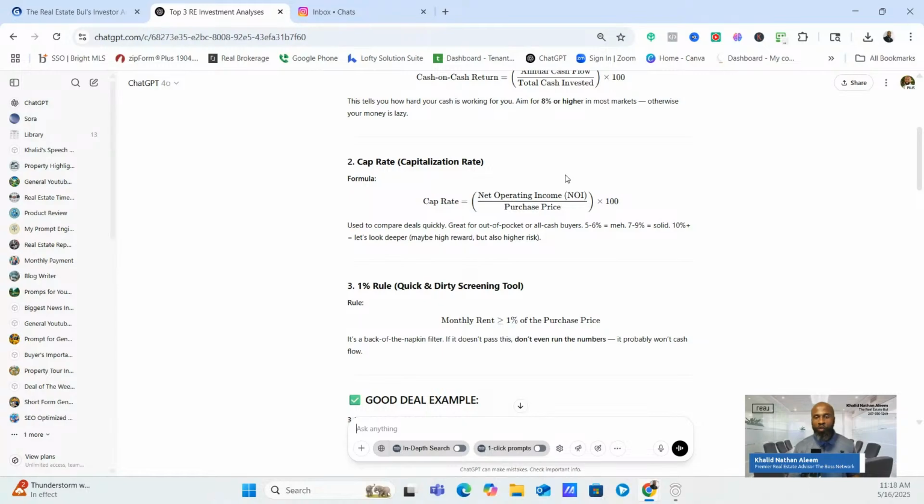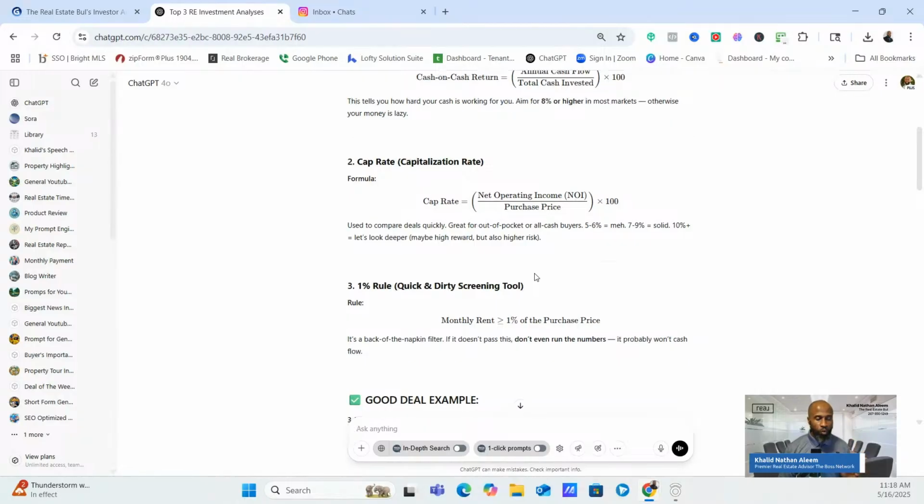Now, the cap rate you're really going to use to compare to other places. It's used to compare deals quickly, and it's great for out of pocket or all cash buyers. How do you get the cap rate? You take the NOI, which is the net operating income, and divide it by the purchase price, then multiply by 100. If it's between 7 and 9%, then it's solid. 10% or more, then you can move forward in your analysis.